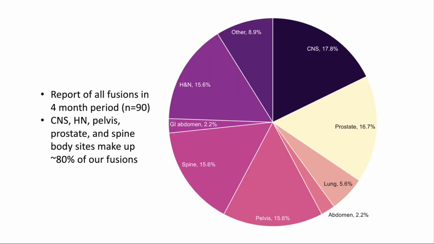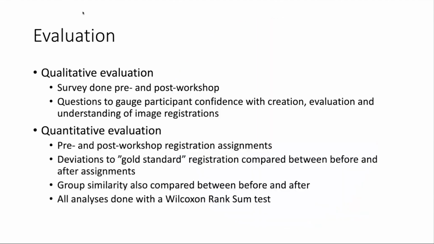So we chose the 5 major disease sites based on a report which we created of all image registrations which were requested for treatment planning purposes within a 4-month period at our institution. There were 90 registrations in the report total, which were all broken down by disease site, as you can see in the pie chart there. So CNS, head and neck, pelvis, prostate, and spine disease sites made up about 80% of the fusions. So we chose to focus on those sites.